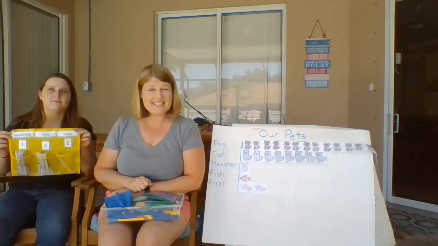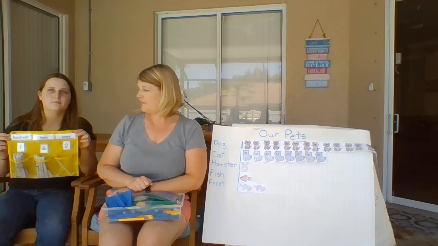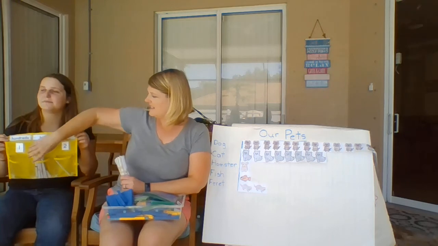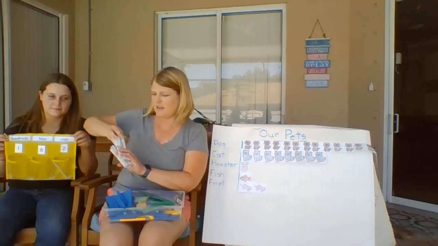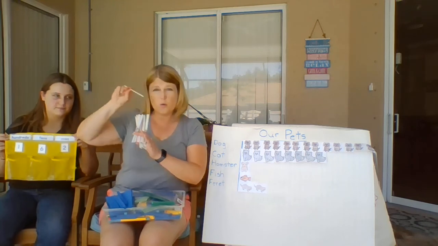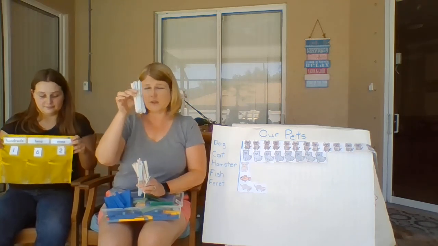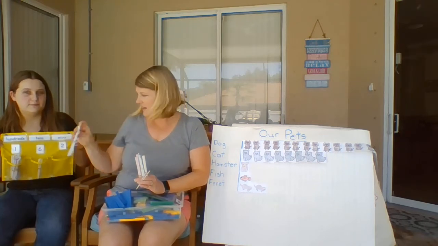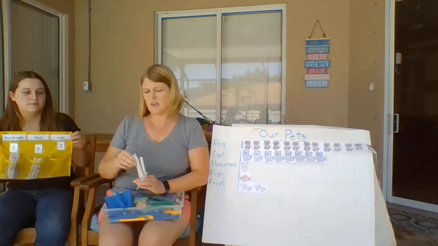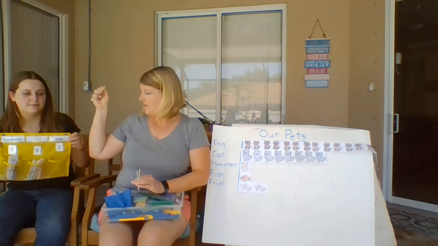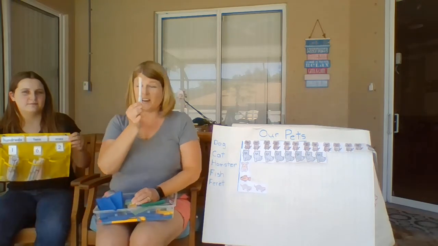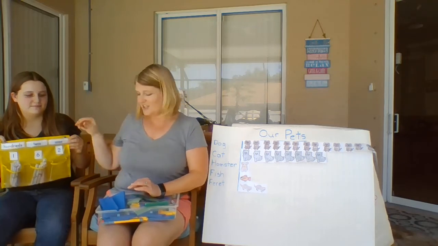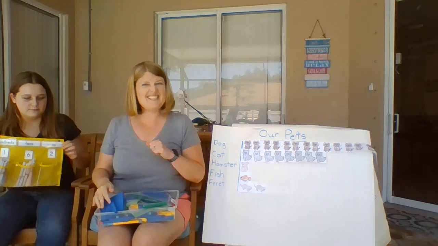What does the number 162 mean? Yes, it does mean one group of 100, 6 groups of 10, and 2 ones. Fantastic. Let's count them. 100, 110, 120, 130, 140, 150, 160, 161, 162. Excellent.